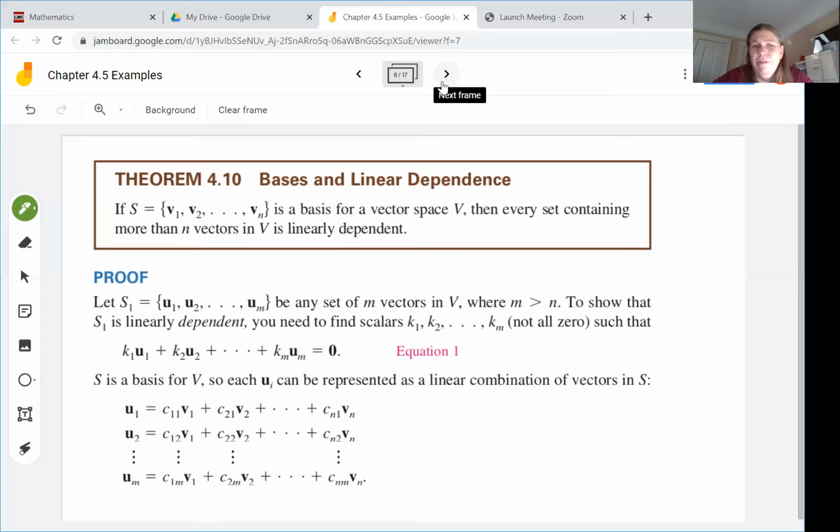To show that S1 is linearly dependent, you need to find scalars k1 through km, not all zero, such that k1 u1 plus k2 u2 through km um equals 0. We're going to call that equation 1. We know S is a basis for V by our assumption. So since S is a basis for V, each ui can be represented as a linear combination of the vectors in S. So here are u1 through um represented as linear combinations of vectors v1 through vn.